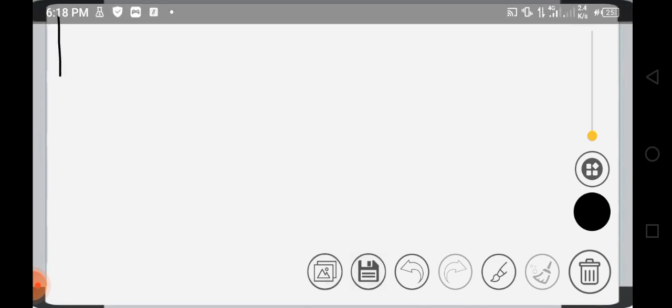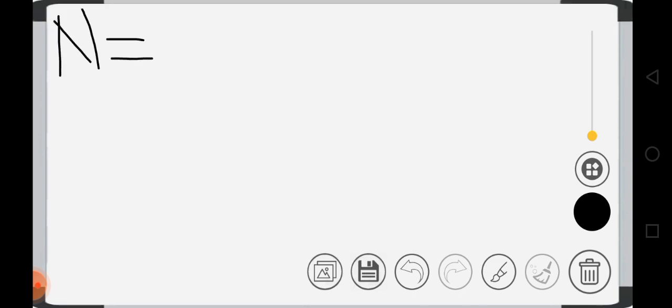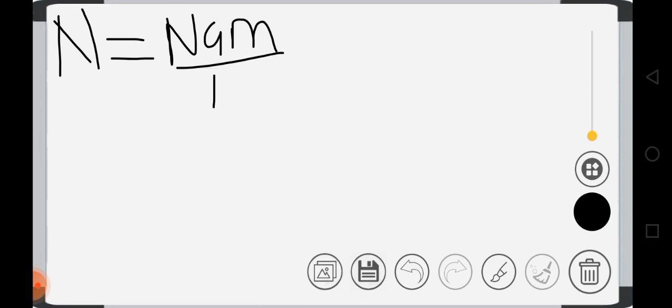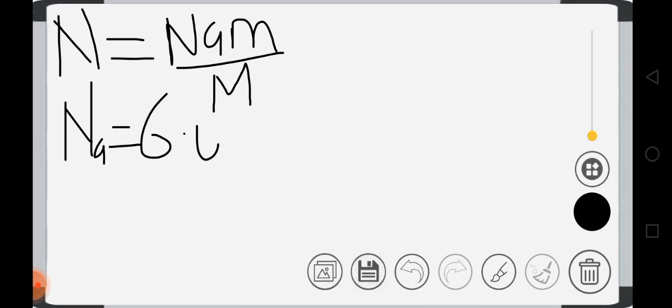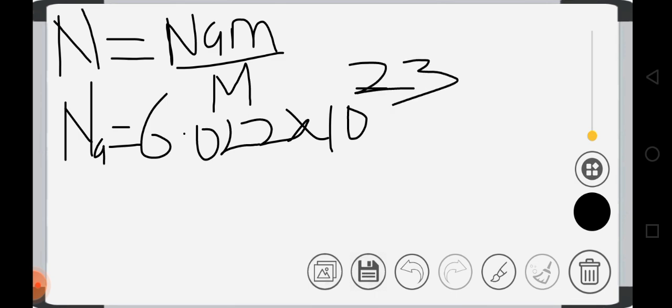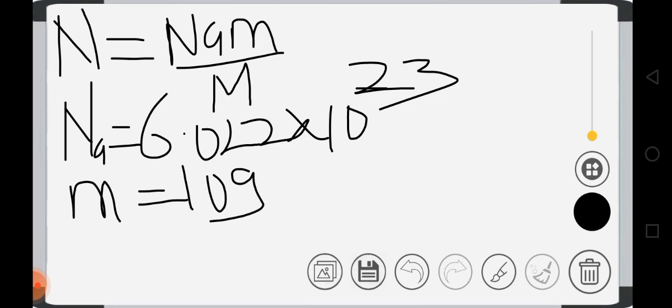So our formula now is numbers of particles, that is Avogadro's number times mass divided by molar mass. So this is what we are using now. Please take note of that. It's very, very important. So the first thing is that we know Avogadro's number to be what? 6.022 times 10 raised to what? That is 23. Then we know the mass from the question. They said it is 10 grams of methane. But we don't know the molar mass of methane yet.